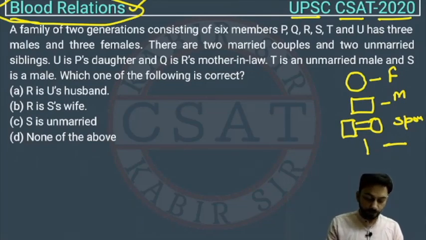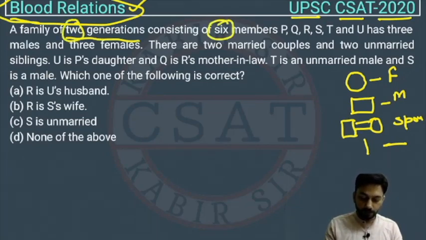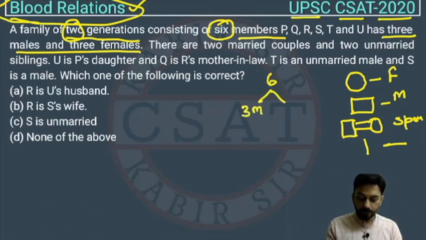So let's read the question. A family of 2 generations, right? So how many generations are there? 2 generations consisting of 6 members, PQRSTU, has 3 male and 3 female. So there are total 6 members. Out of these 6, 3 are male and 3 are female, right? So there are 2 married couples. So there are 2 married couples, right?